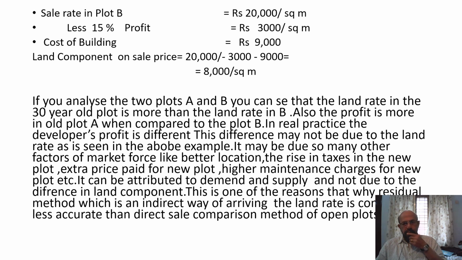Sale rate of plot B is equal to 20,000 per square meter. Less 15% profit is equal to 3,000. Cost of building is equal to 9,000. So land component in the sale price is equal to 20,000 minus 3,000 minus 9,000, which is equal to 8,000 per square meter. If you analyze the two plots A and B, you can see that the land rate in the 30-year-old plot is more than the land rate in B. Also, the profit is more in the old plot A when compared to the plot B.